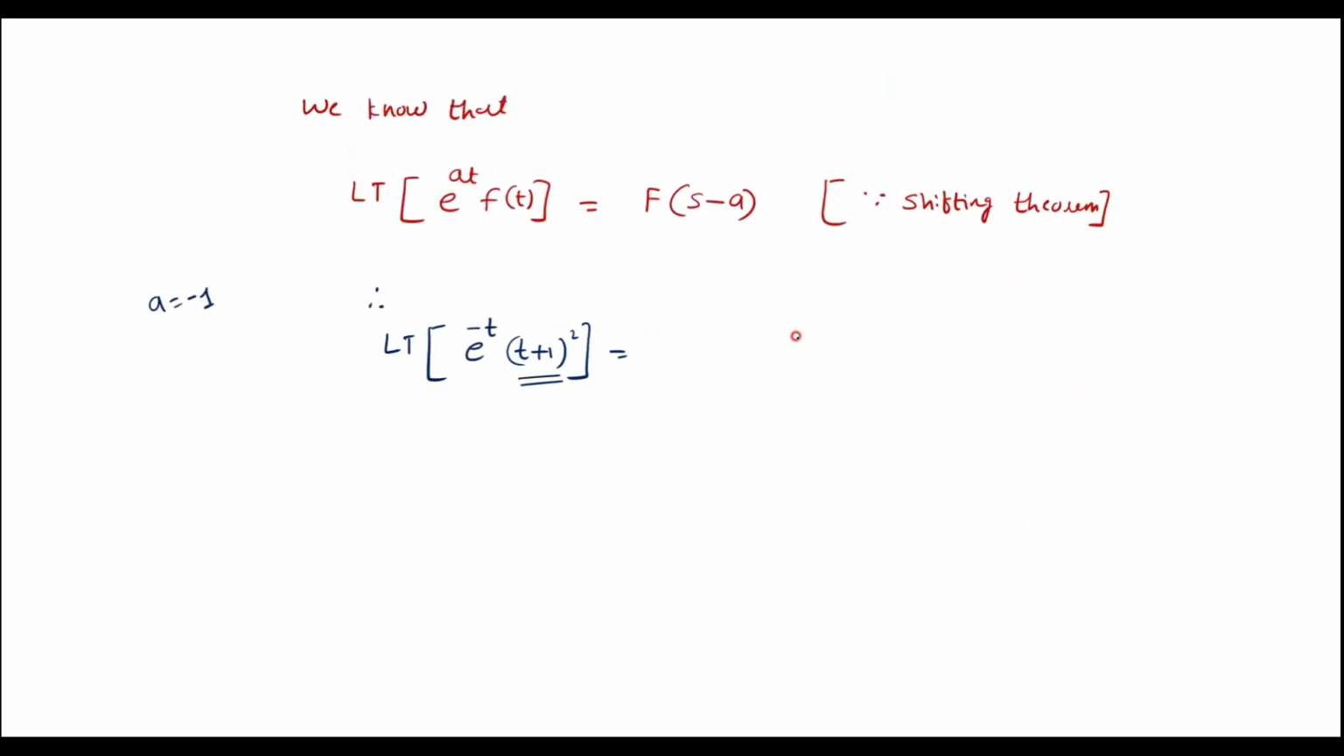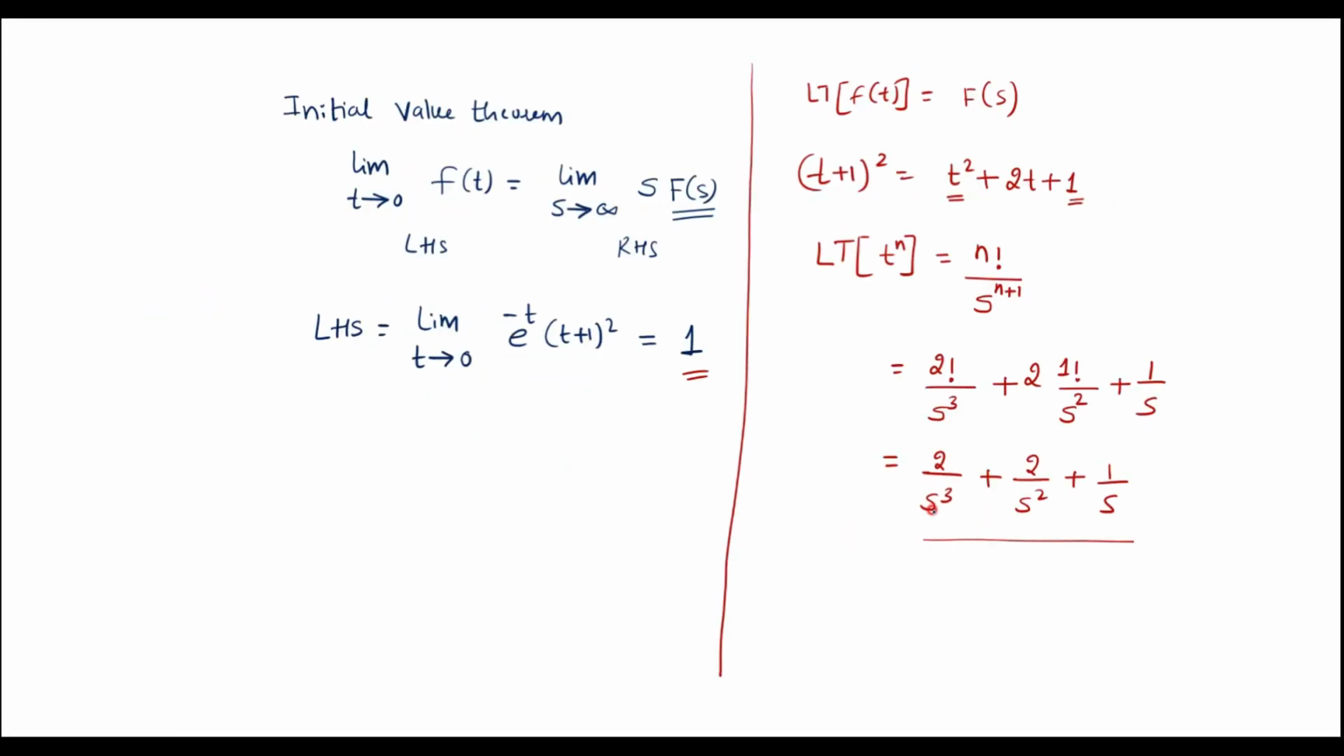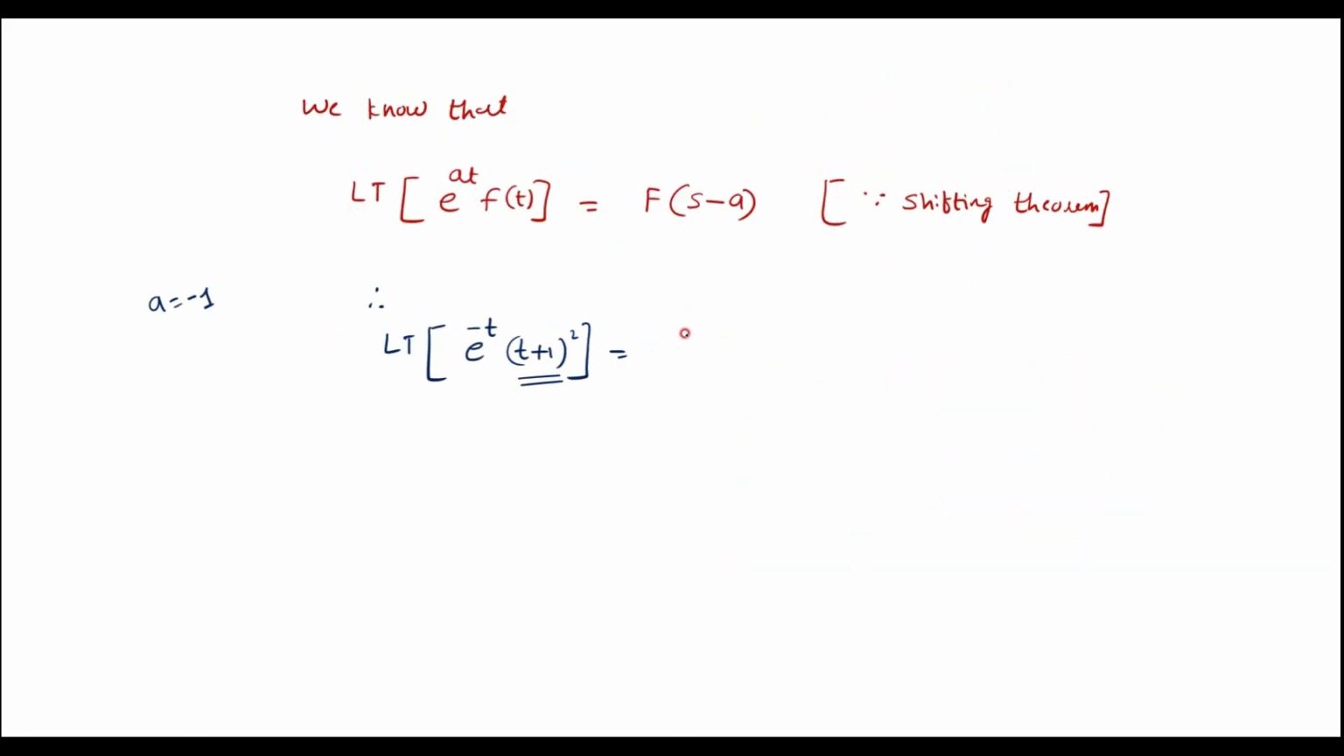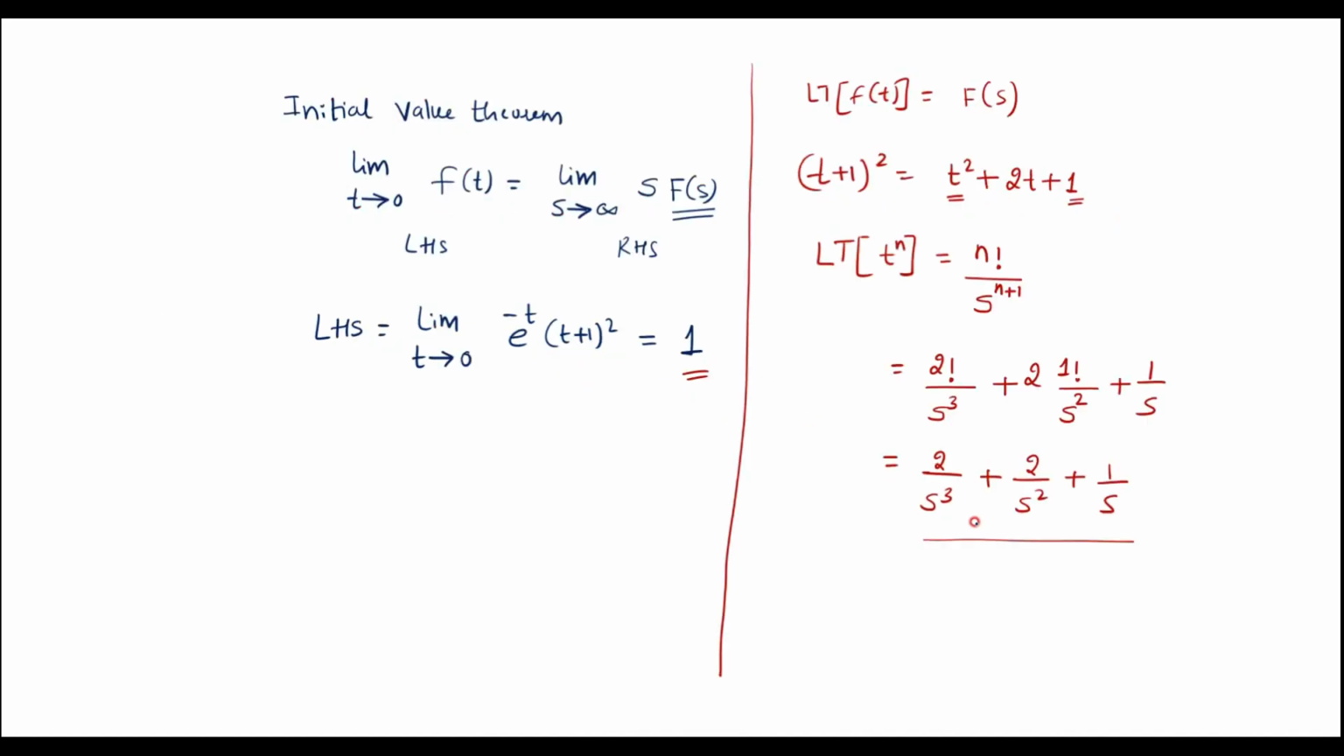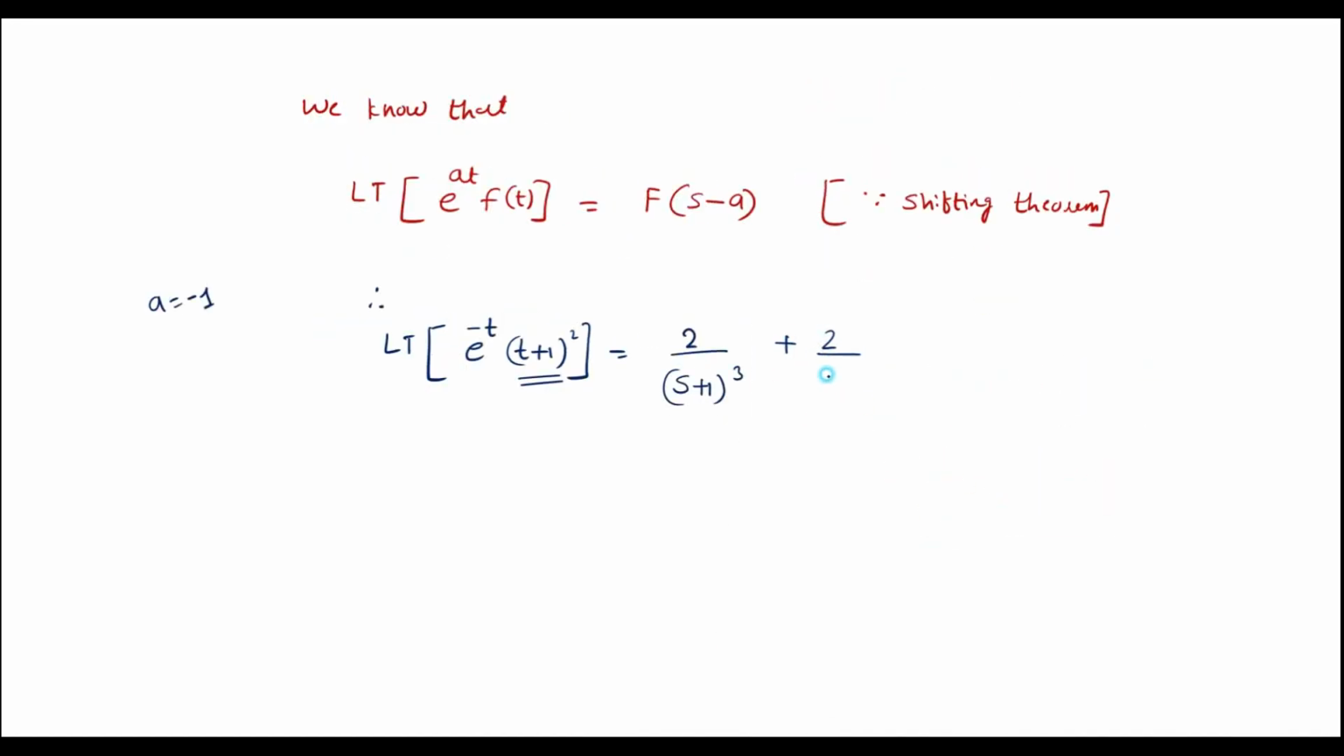So here f of s minus a means each s should be replaced by s minus of minus 1, that is s plus 1. So in this equation, each s should be replaced by s plus 1. So let me write this, that is we have 2 divided by s plus 1 whole cube plus 2 divided by s plus 1 whole square, and we have plus 1 over s plus 1. So this is the Laplace transform of given function. Now let us verify RHS.